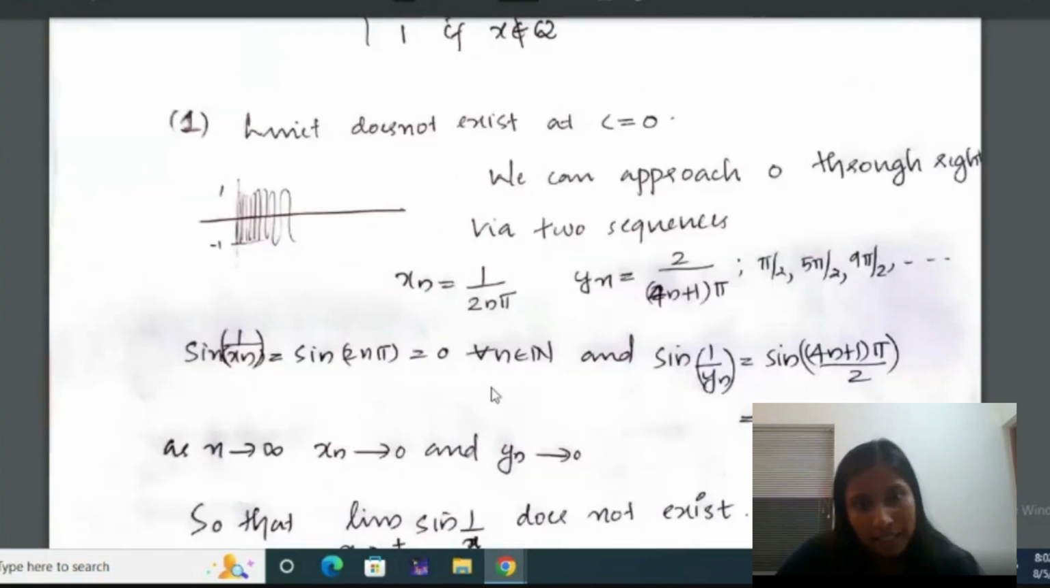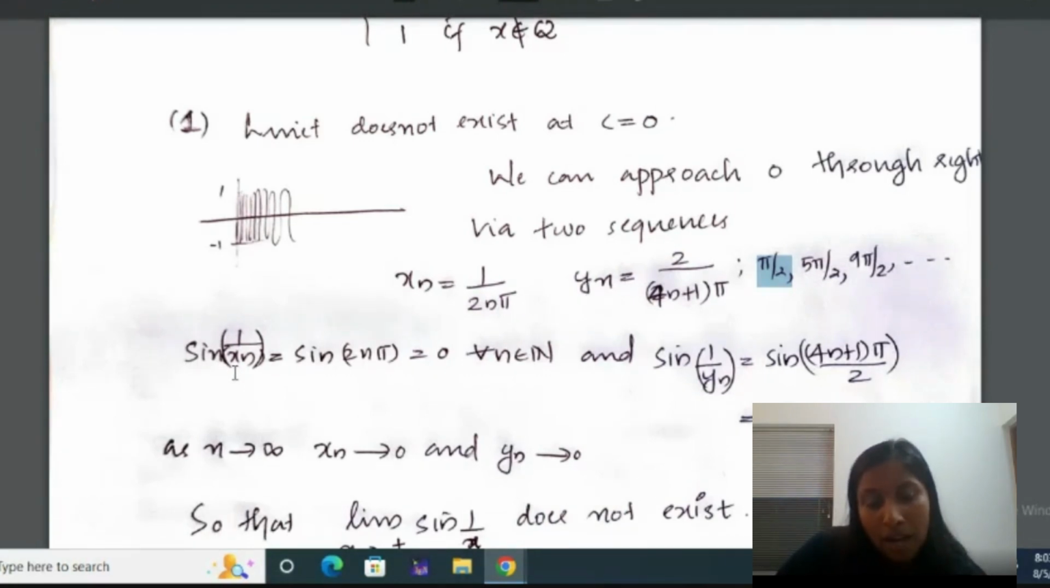Particularly here I'm taking the sequence xn equal to 1 by 2n pi. As n tends to infinity, this approaches 0 from the right. The next sequence is yn equal to 2 by (4n plus 1) pi, that is the reciprocals of pi by 2, 5 pi by 2, 9 pi by 2. So yn will be 1 by pi by 2, 1 by 5 pi by 2, like that. I'm taking two different sequences which converge to 0.